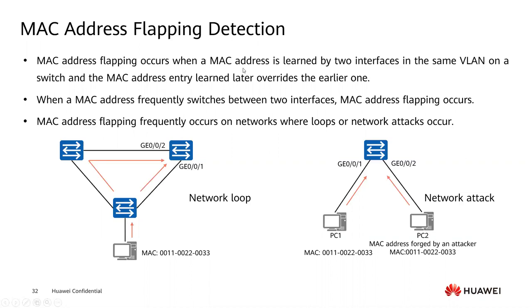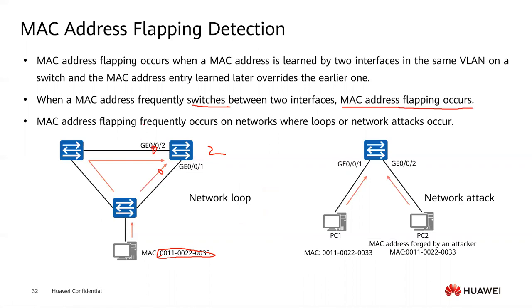MAC address flapping occurs when a MAC address is learned by two interfaces in the same VLAN on our switches, and the MAC address learned later overrides the earlier one. It means the MAC address will land on different interfaces at different times and override again one by one. So when a MAC address frequently switches between two interfaces, for example in this topology, maybe we can assume it is switch two, this MAC address will frequently switch between this port and this port, and we call it MAC address flapping.